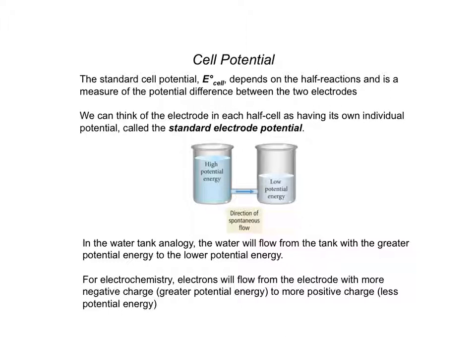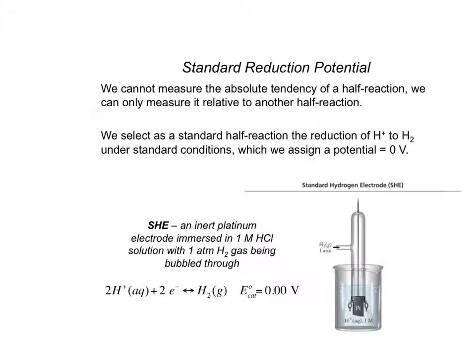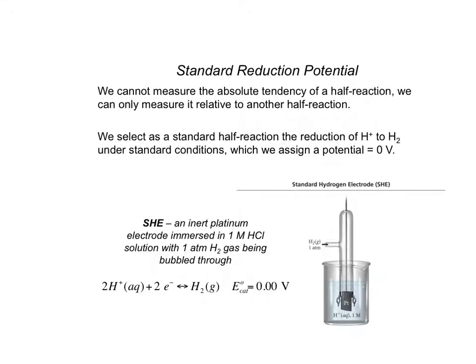We define, essentially, a zero with respect to reduction potential, and then we measure everything relative to that so that we can generate these nice little tabulated lists of reduction potentials and electrode potentials, okay? Now, what is our zero and standard reduction potential? It is what we call the standard hydrogen electrode.